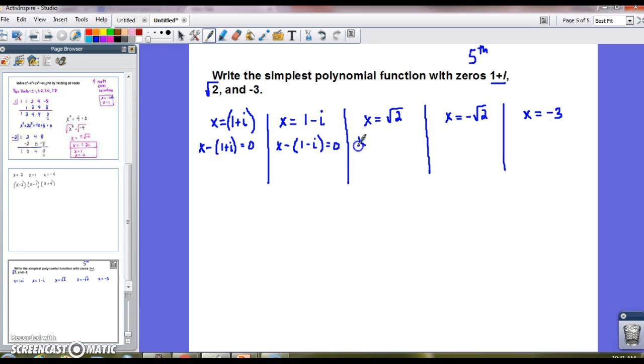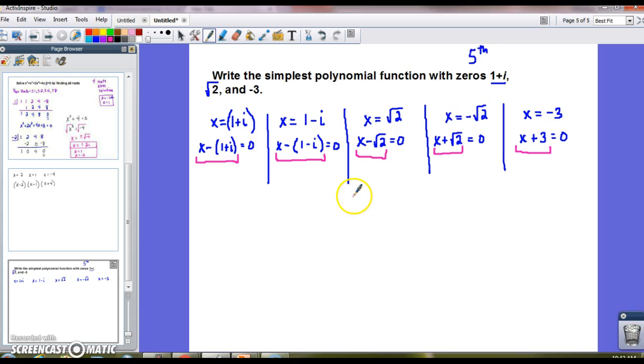Here I'd have x minus square root 2 is equal to 0. Here I have x plus square root 2 is equal to 0. And here I have x plus 3 is equal to 0. So these are my 5 factors. So here's 1, 2, 3, 4, and 5.